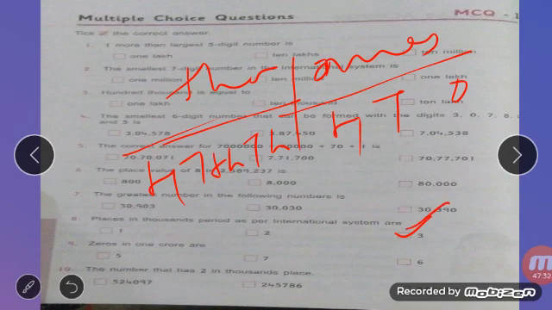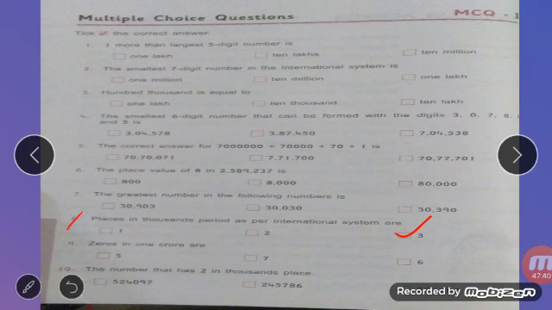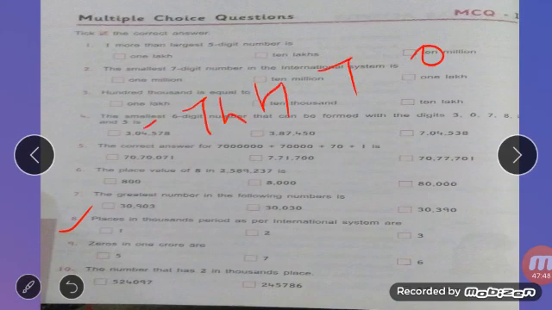9th. Zeros in 1 crore. In 1 crore, how many zeros are there? Ones, tens, 100, 1000, 10,000, lakh, 10 lakh, then crore. Put the zeros: 1, 2, 3, 4, 5, 6, 7. Crore they have asked, no? Zeros in 1 crore. How many zeros are there? See, 3, 4, 5, 6, 7. How many zeros? 7 zeros.